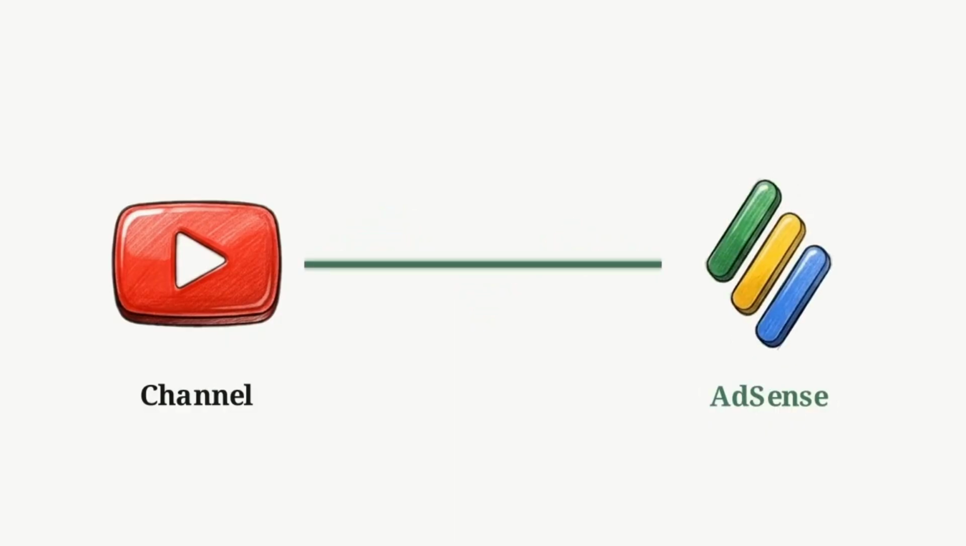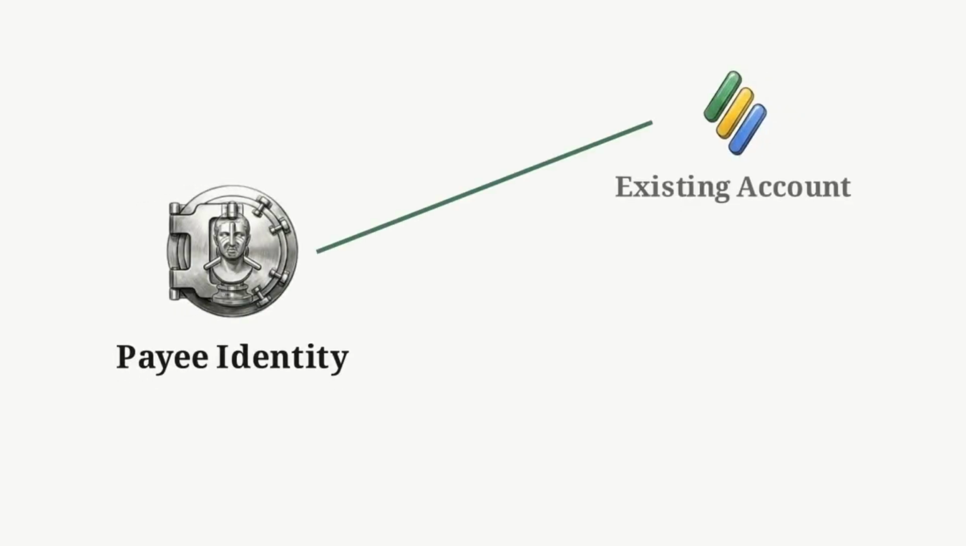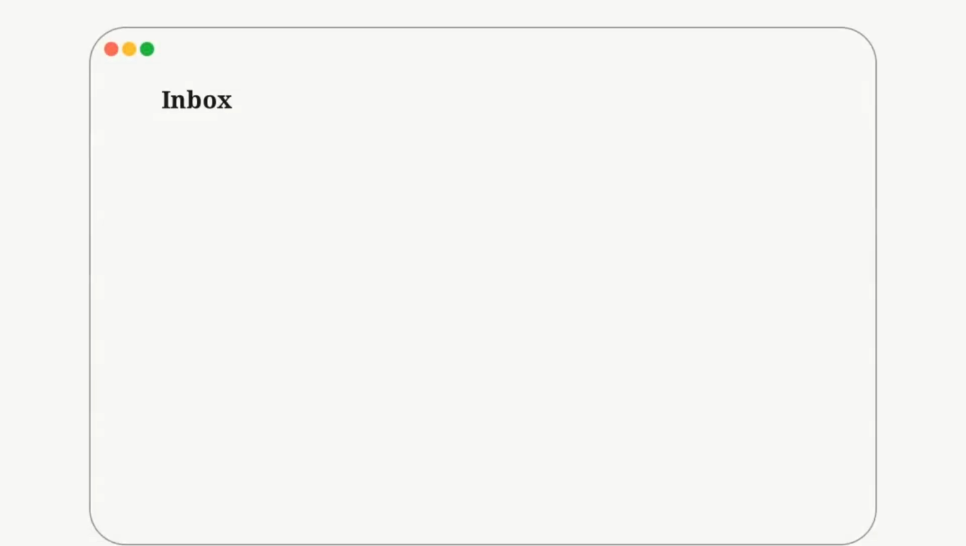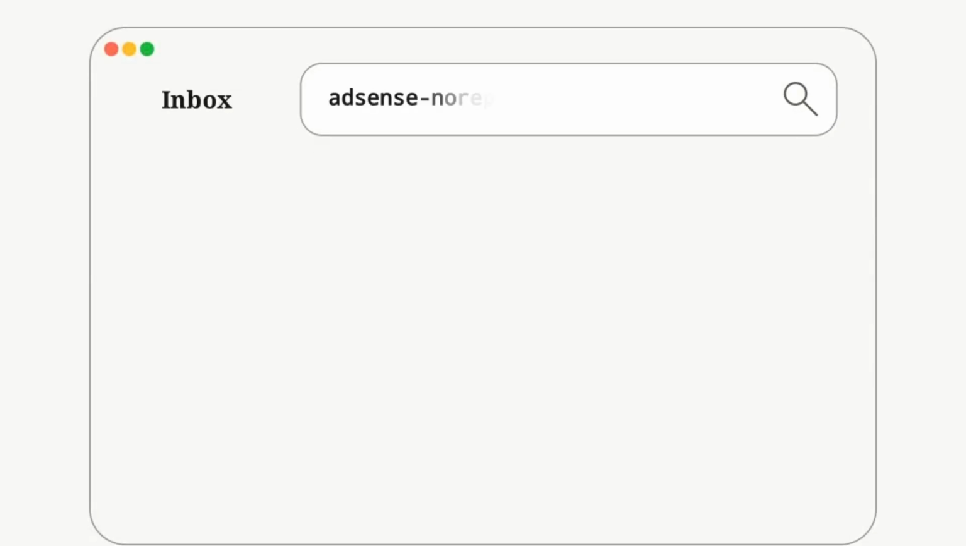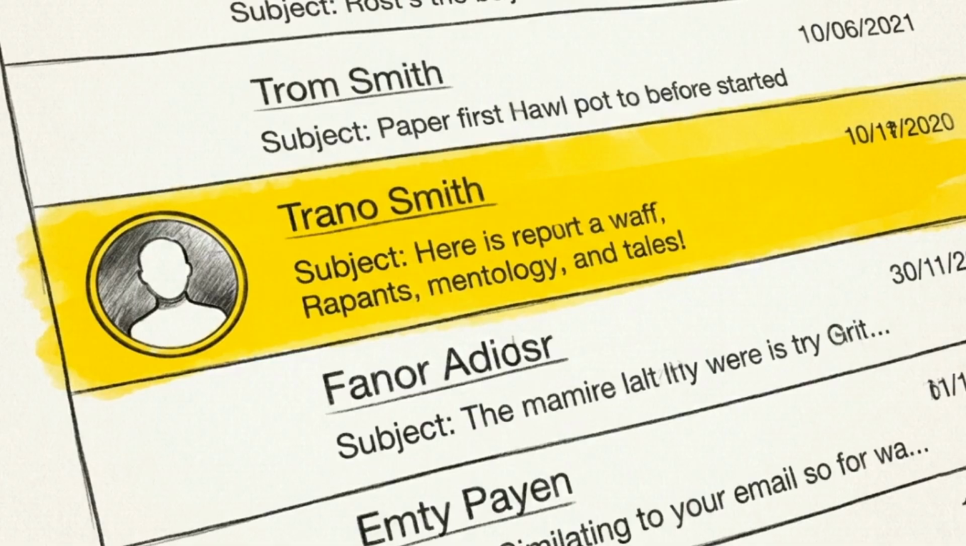Immediately stop submitting new Adsense applications or clicking Create New Account. Google policies allow only one Adsense account per payee identity. The system automatically rejects new applications if it detects a duplicate already exists in your name. Log in to every email address you have ever owned and search the inbox for Adsense-noreply@google.com. Locating the specific email address attached to an existing Adsense account provides the necessary login to continue the association.